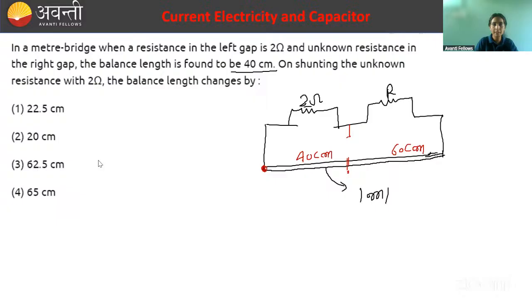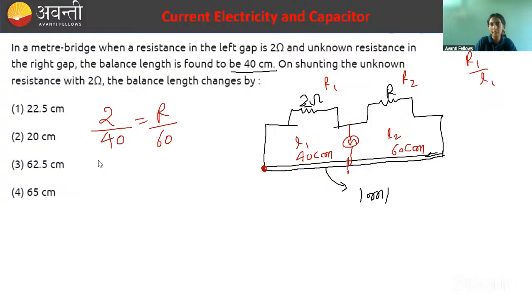And since here we are getting the null point in this setup, we can clearly write 2 by 40 will be equal to R by 60. Right? We have learned this formula. If this is R1, this is R2, if this is L1 and this is 100 minus L1, let's say L2, then we can clearly write R1 by L1 is equal to R2 by 100 minus L1. So this is L2 here basically. So it can be written like this. You make this 20, this will get cut 3 times. We got the value of R as 3 ohm from the first thing given.